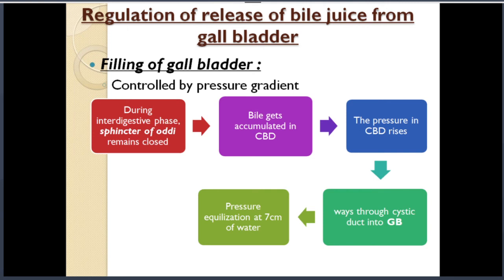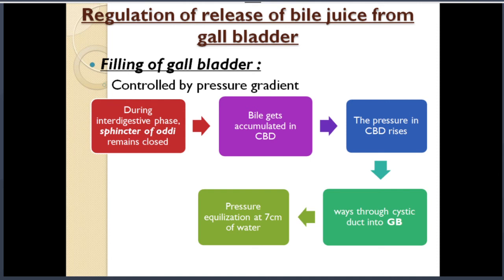So the level of bile accumulated in the common bile duct increases, and as the level increases, the pressure in the common bile duct also increases. So the bile flows through the cystic duct into the gallbladder. And as soon as the bile enters the gallbladder, it immediately starts reabsorbing water and equalizes the pressure at 7 centimeters of water. That is what we have talked about, equalization of pressure by the gallbladder.